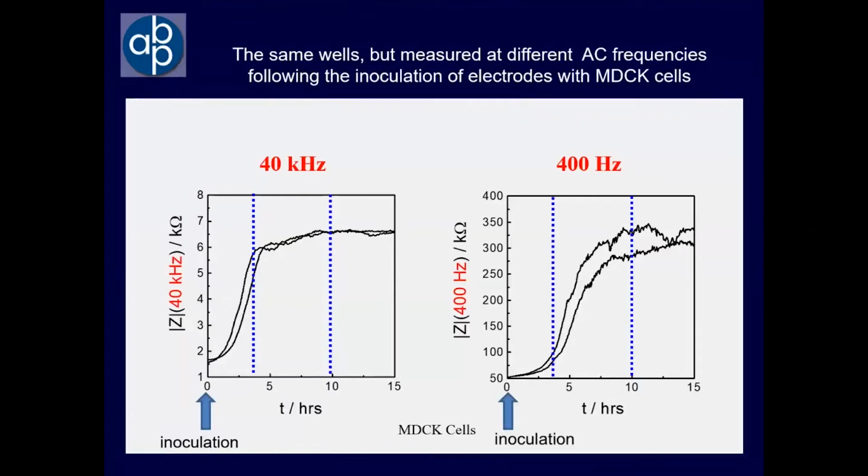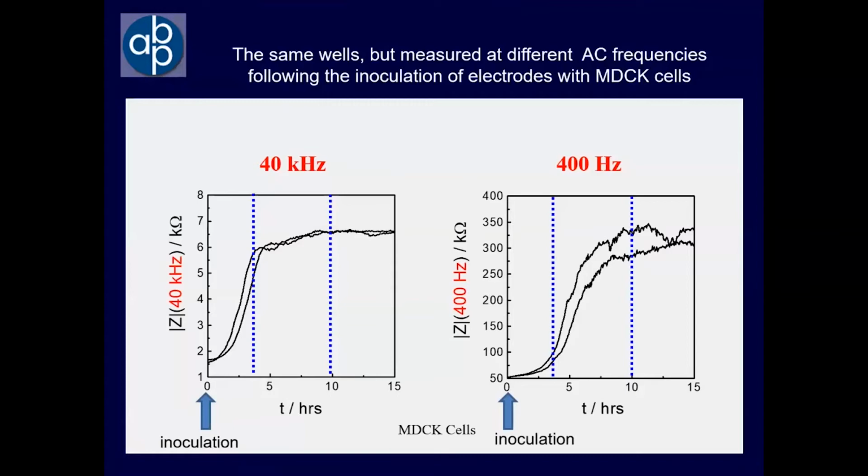Notice on the left-hand side, at high frequency, at that first dotted line, about 3 hours after inoculation, these cells have essentially plateaued. But if you look on the right-hand side, the same wells, the same cell layers, at 400 hertz, at that first blue line, the impedance has barely come off its starting value, and it's not until later, maybe 10 hours after inoculation, that we clearly see the impedance at 400 hertz plateauing.